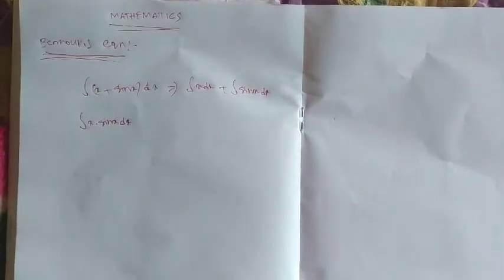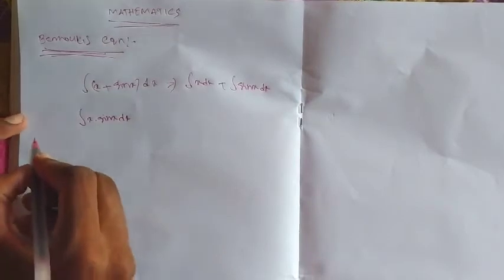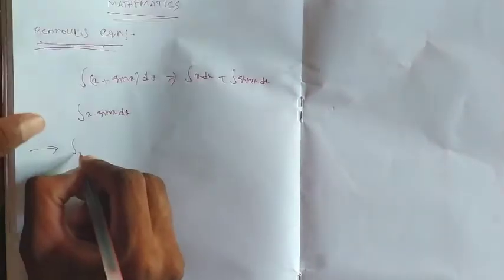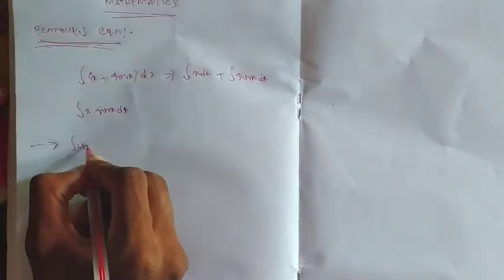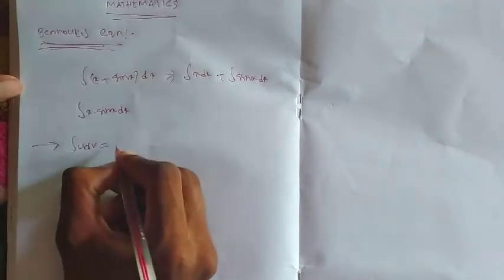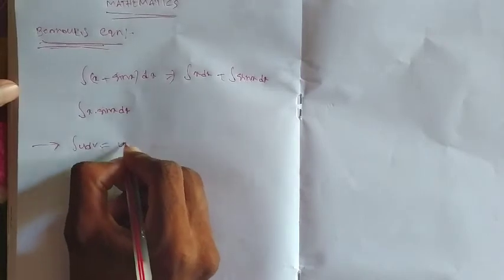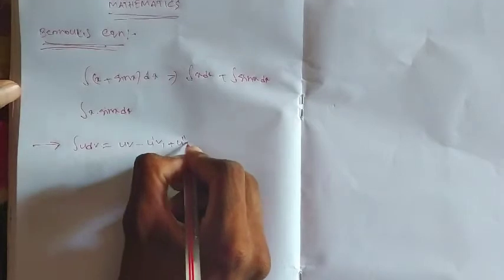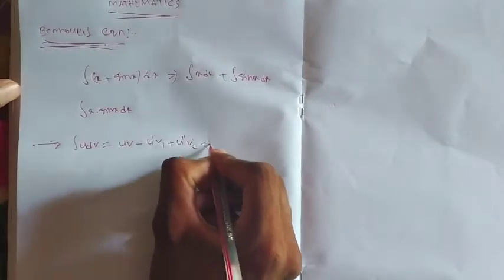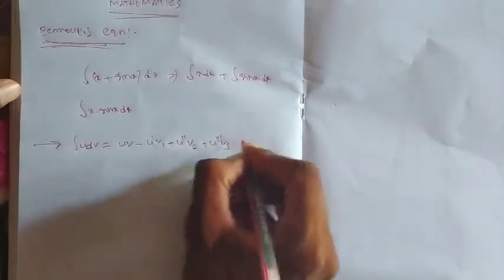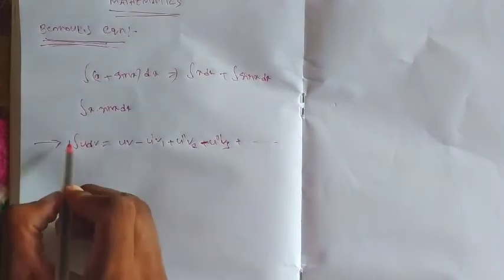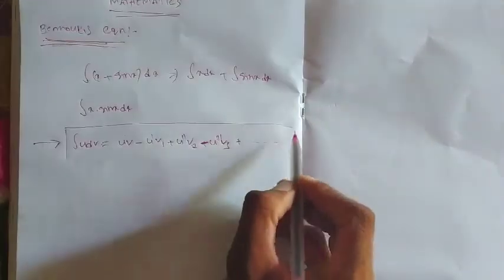So now I'm going to tell you about Bernoulli's equation. What is Bernoulli's equation? Bernoulli's equation is: integration of u dv is equal to uv minus u dash v1 plus u double dash v2 minus u triple dash v3 and so on, with alternating plus and minus signs. So this is called Bernoulli's equation.